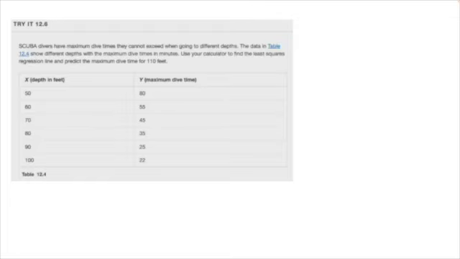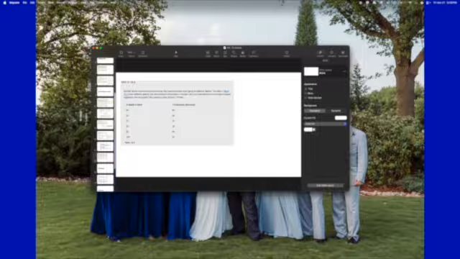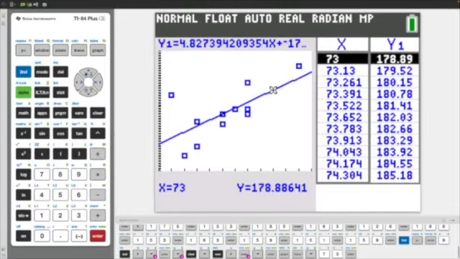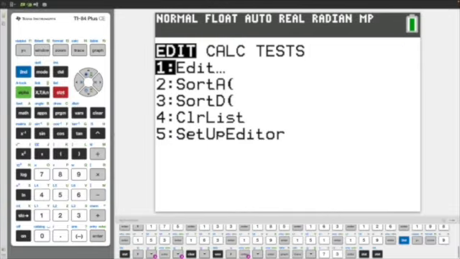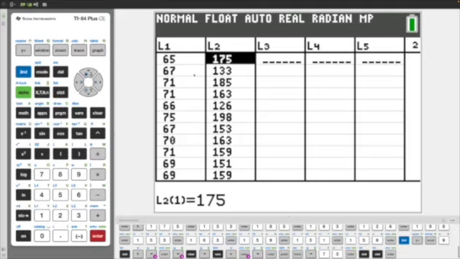Okay, so scuba divers have maximum dive times that they cannot exceed when going to different depths. The table shows the different depths. Use your calculator to find the least squares regression line, and predict the maximum dive time for 110 feet. So I get out of my Keynote and go to my graphing calculator. So we're going to go to Stat and then Edit, and we're going to clear our list out.